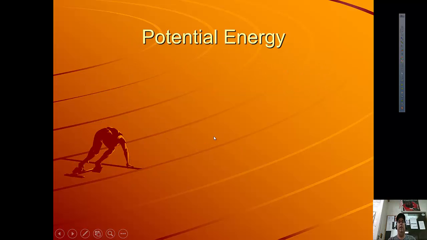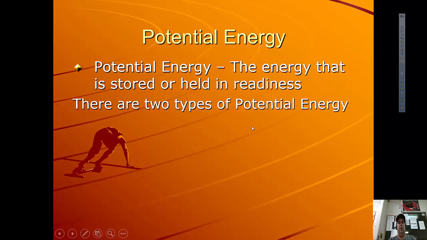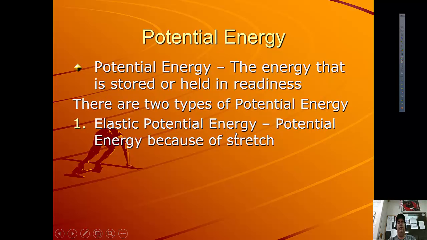The second type, that's potential energy. That's the one that's going to be due to an object's position. So it's the energy that is stored or held in readiness. And you're going to find out that there's actually 2 types of potential energy. The first one is going to be elastic potential energy. Potential energy because of the stretch.